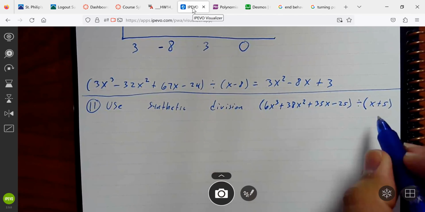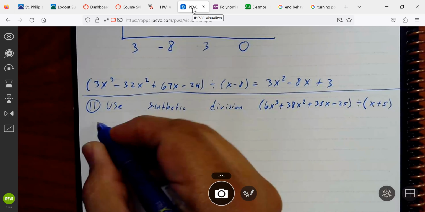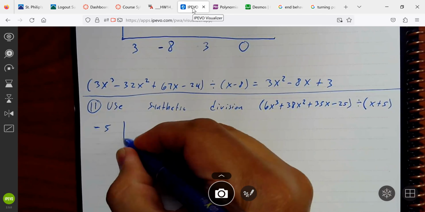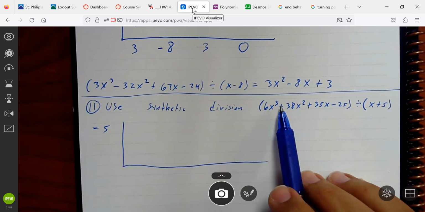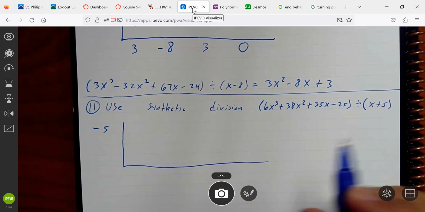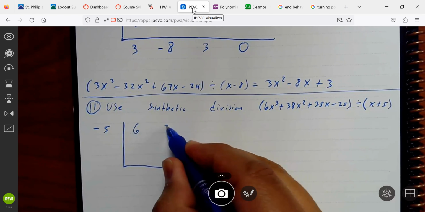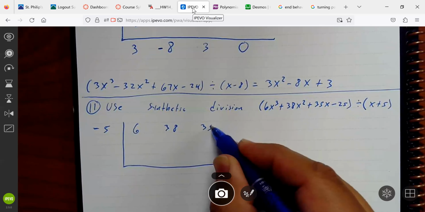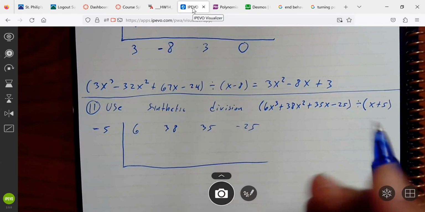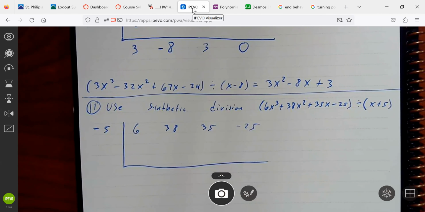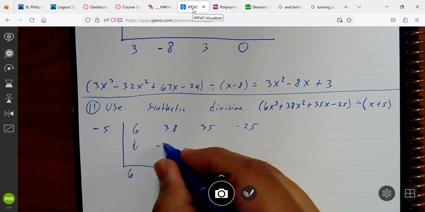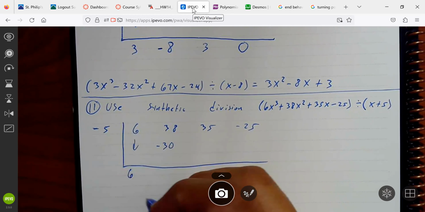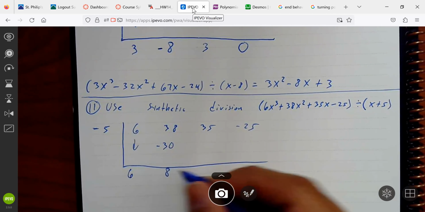Okay. So if we're dividing by x plus 5, use -5 as your divisor piece. Make sure we got all of the powers in order. 3, 2, 1, 0. Yeah, we're good. So 6, 38, 35, -25. Bring down the 6. -30. Add them up.